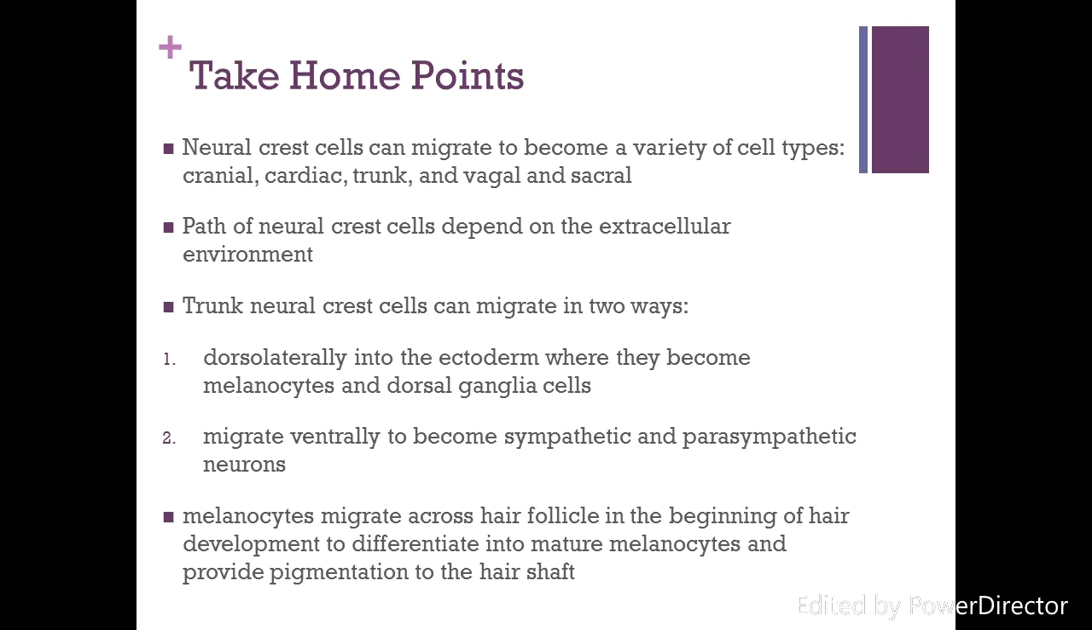Now that we have discussed what exactly neural crest cells are and how they relate to skin pigmentation, it is time for us to come back and take home key points. So one thing you must know, neural crest cells can migrate to become different types of cells: cranial, cardiac, trunk, and the vagosacral. Also, the path of neural crest cells depends highly on the extracellular matrix or environment that the neural crest cell migrates to. In trunk neural crest cells, migration can occur in two different ways: dorsolaterally or ventrally. And lastly, melanocytes migrate across the hair follicle in the beginning of the hair development cycle, and then they differentiate into mature melanocytes to provide pigmentation to the hair shaft.